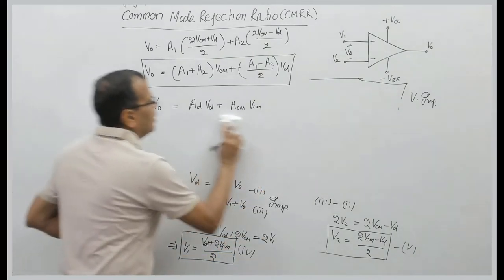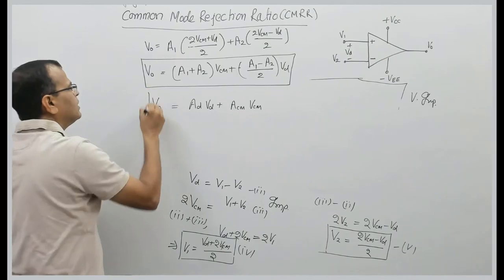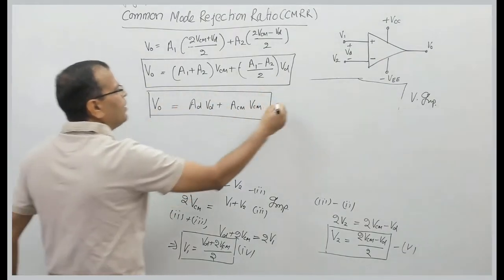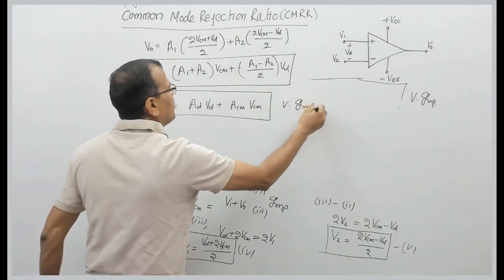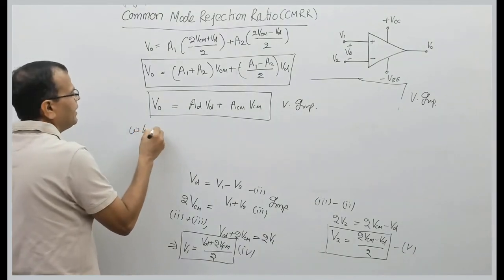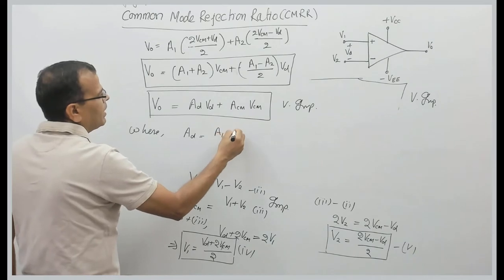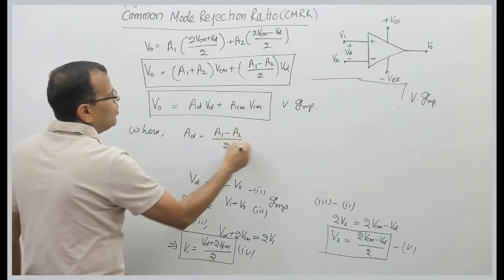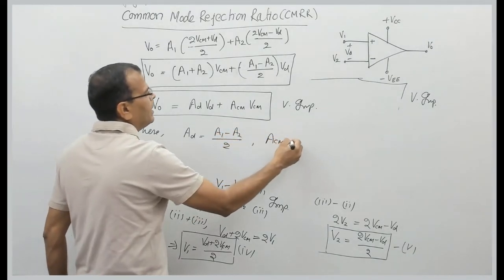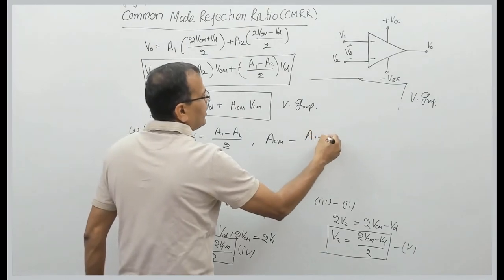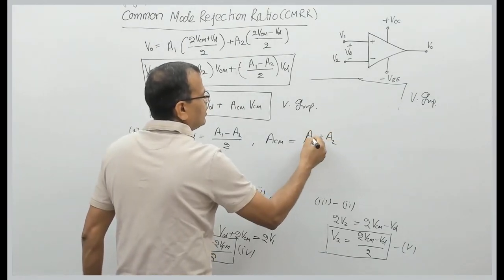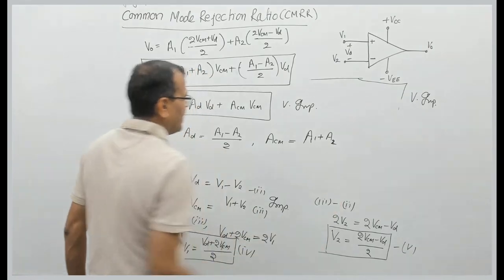So this expression is again very important. Please do remember this. Where what is AD? AD is nothing but (A1 minus A2) by 2, and what is common mode gain ACM? That is A1 plus A2. This is common mode gain.